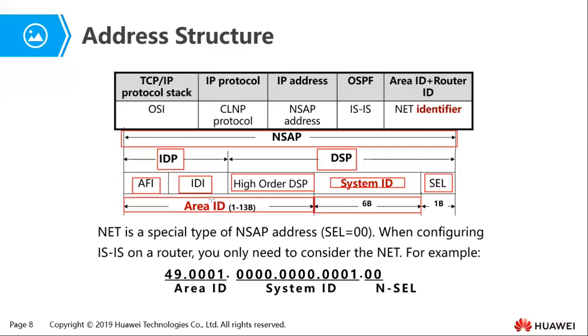Now, the area ID is used to identify the area that particular router belongs to. Then system ID is used to uniquely identify that router. So you can think of a system ID as the router ID. So here really, in OSPF, area ID is just the same, while router ID is what you're calling system ID here. Then lastly, we have what we call the SEL, which is 1 byte in size.